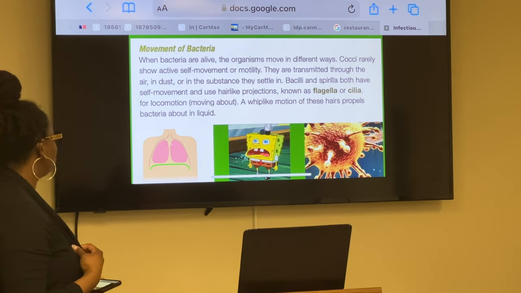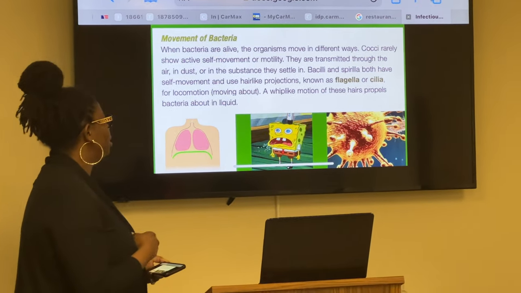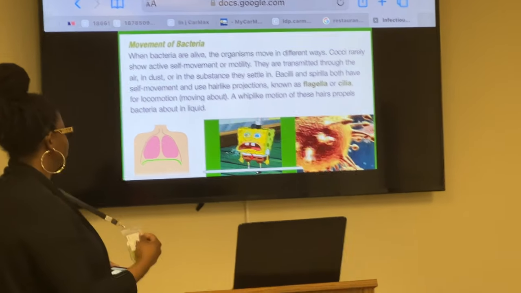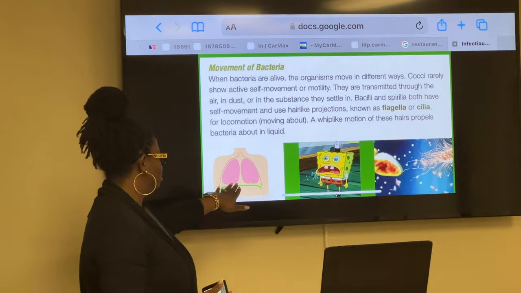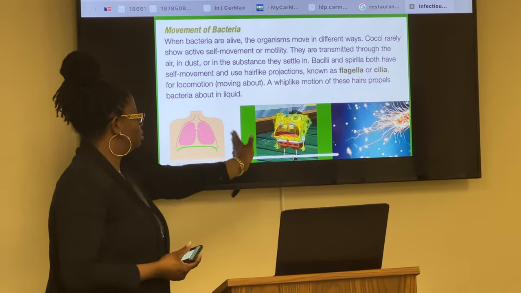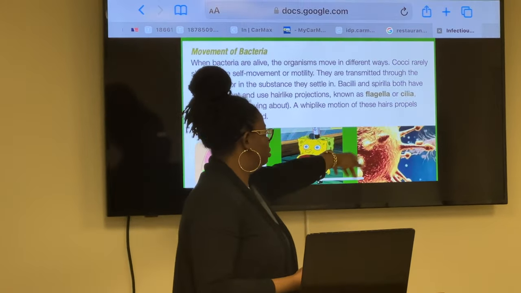Cocci rarely show active cell movement or motility. They are transmitted through the air and dust and the substance they settle in. So this is one by one. He's coughing, he's sick, it's coming out, and then they're floating through the air.